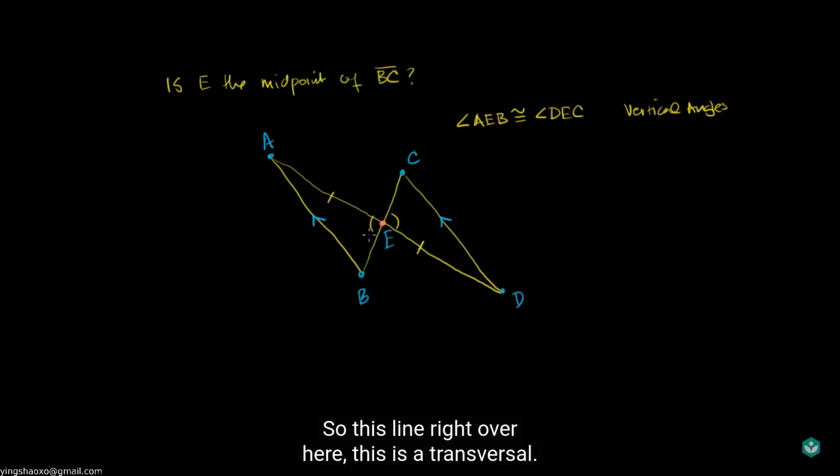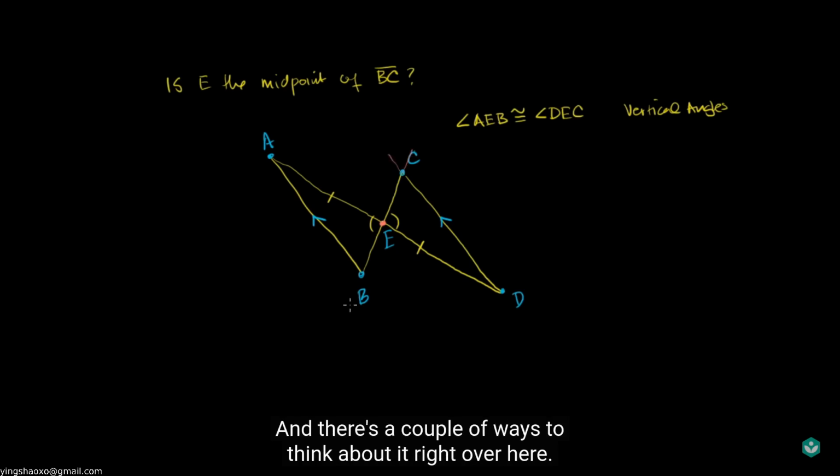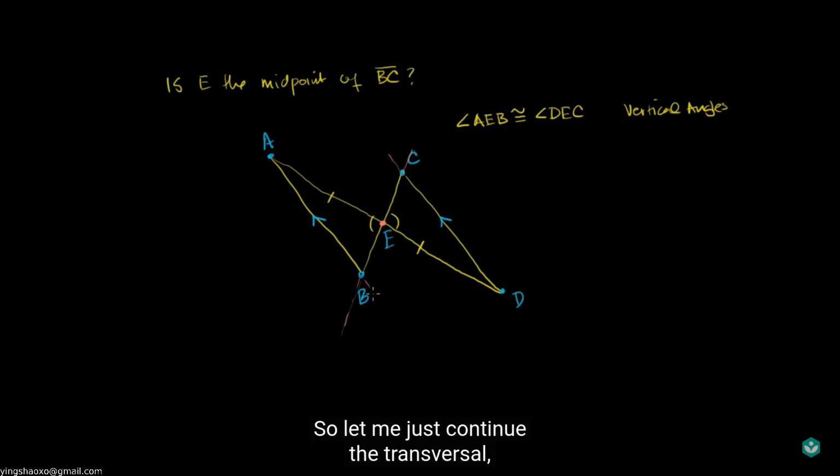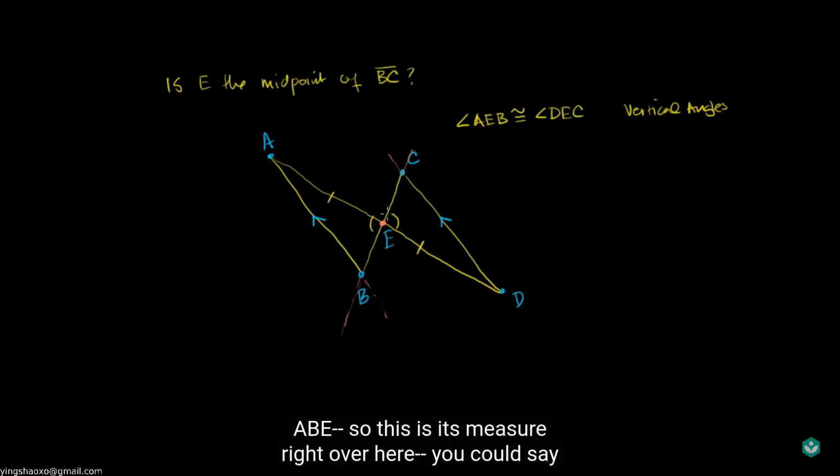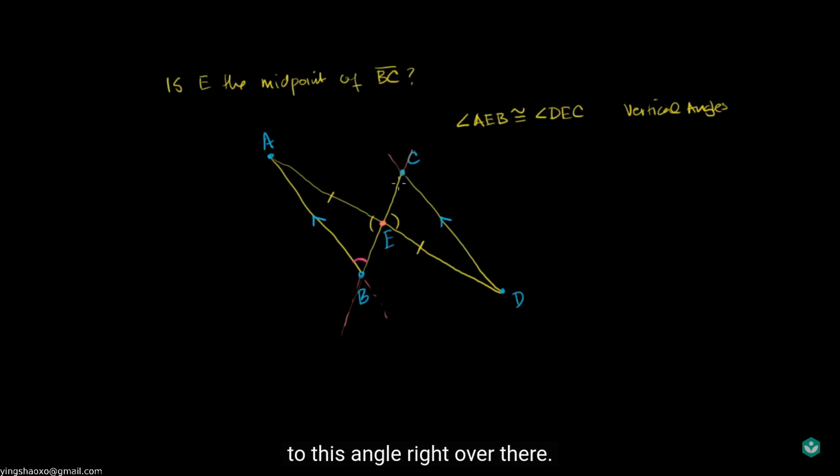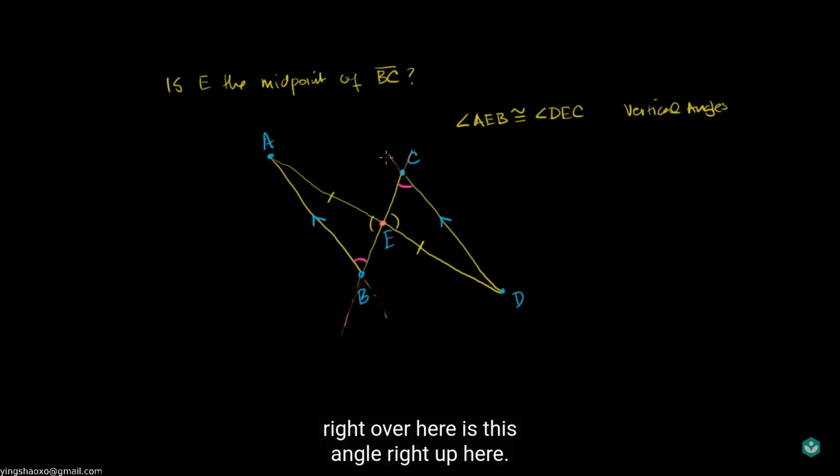So this line right over here is a transversal. There are actually several ways that we can do this problem, but we know that this is a transversal. So let me just continue the transversal so we get to see all of the different angles. You could say that this angle right here, angle ABE, this is its measure right over here. You could say that it is the alternate interior angle to angle ECD, to this angle right over there. And if that didn't jump out at you, you would say that the corresponding angle to this one right over here is this angle right up here.